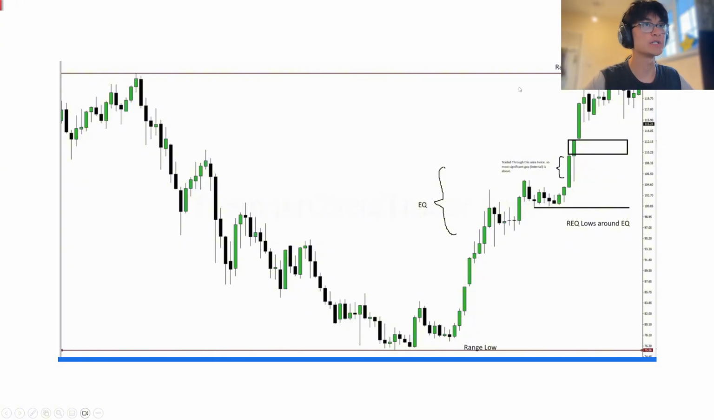Right here is your range high. Right here is your range low. That is external range liquidity. Over here is your internal range liquidity, this fair value gap, and we'll be going over internal range liquidity later. This is external range high, external range low. And why would they act as a cluster of orders?